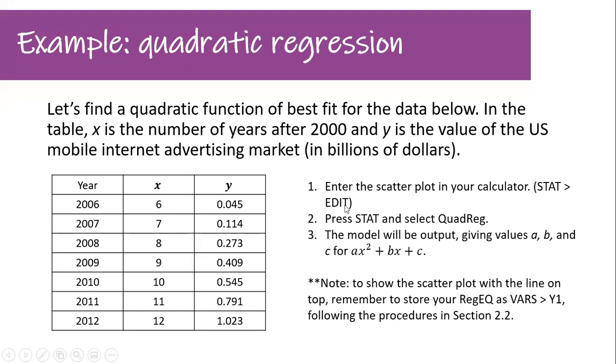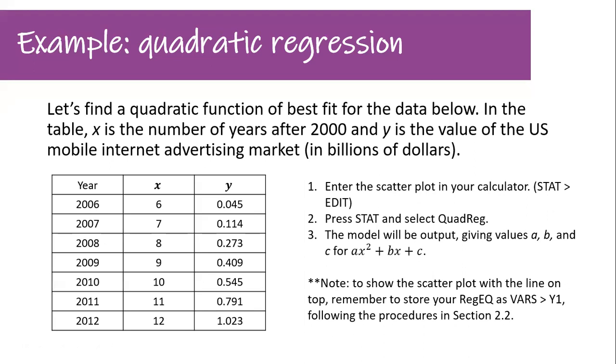So in our calculator, we're going to enter the scatter plot in stat edit, just like before. You'll have L1 and L2. Then we're going to press stat and we're going to select quad reg. This is just like we did with linear regression, except now we're doing quadratic regression. And the model is going to output A, B, and C, and we'll just plug those in for AX squared plus BX plus C equals Y.